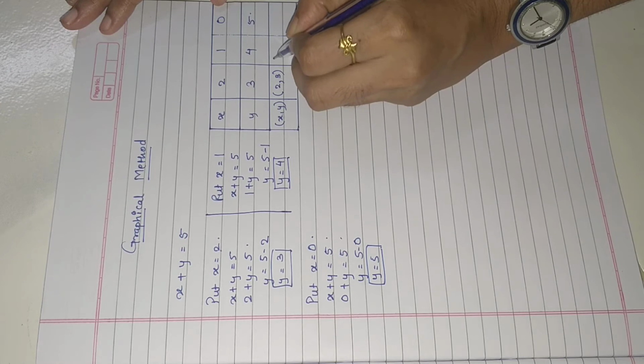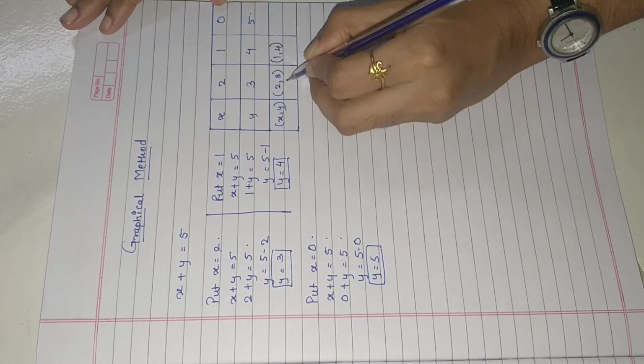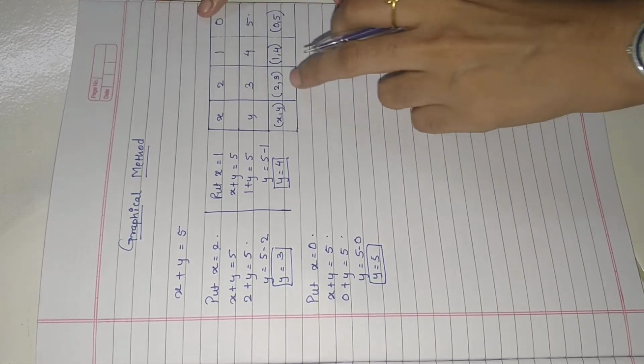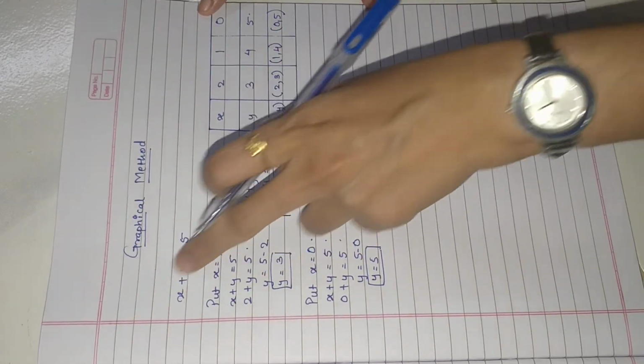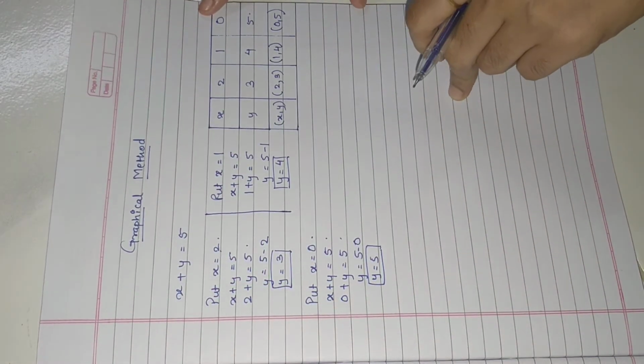Correct? So what are my coordinates? (2, 3), (1, 4) and (0, 5). Now when I plot these coordinates on graph paper, I should get a straight line.